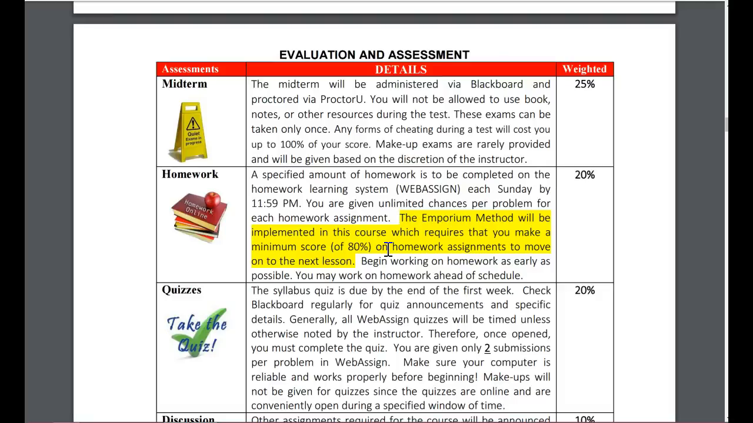I give you plenty of chances in order to get that 80. So get the 80 and you can advance to the next section. Of course, I want to see all 100s on your homework assignments, but if you're really struggling with a concept, if you get to that 80, then I'll allow you to go to the next section.